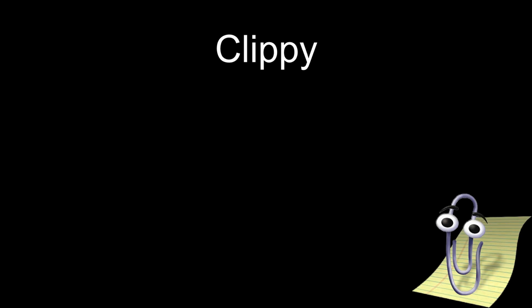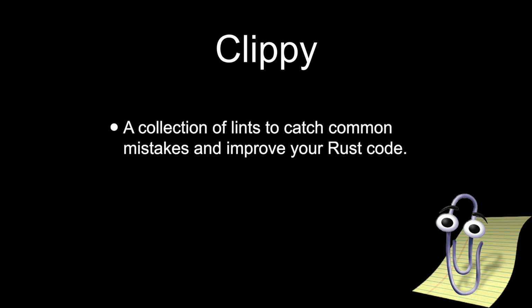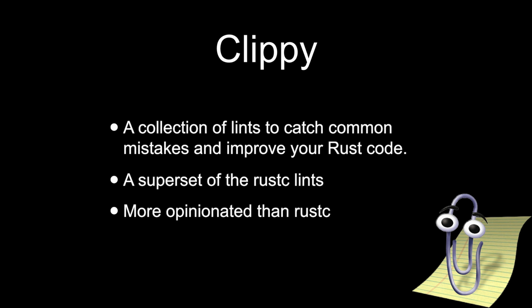Now that we have covered the basics of linting, let's discuss an additional tool Rust comes with called Clippy. Clippy is a collection of lints to catch common mistakes and improve your Rust code. It's a superset of the rustc lints. In fact, it runs cargo check internally, and it's a lot more opinionated than rustc. Clippy is also included by default when you install Rust through rustup.